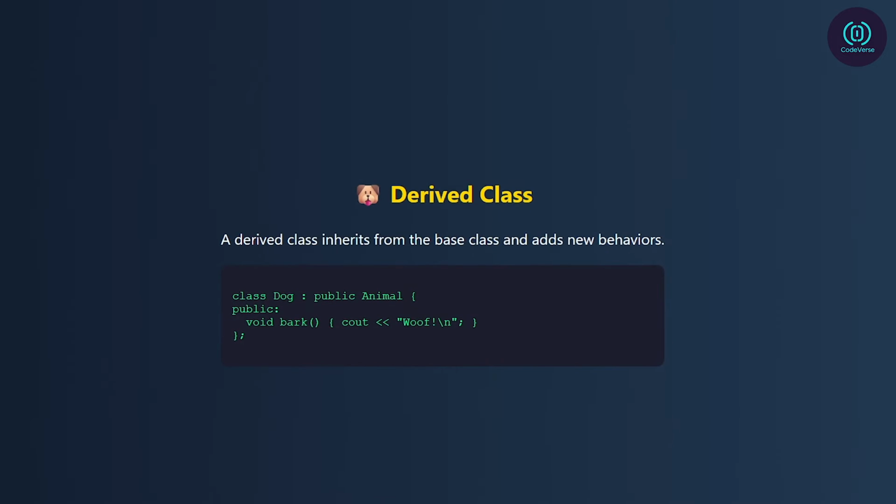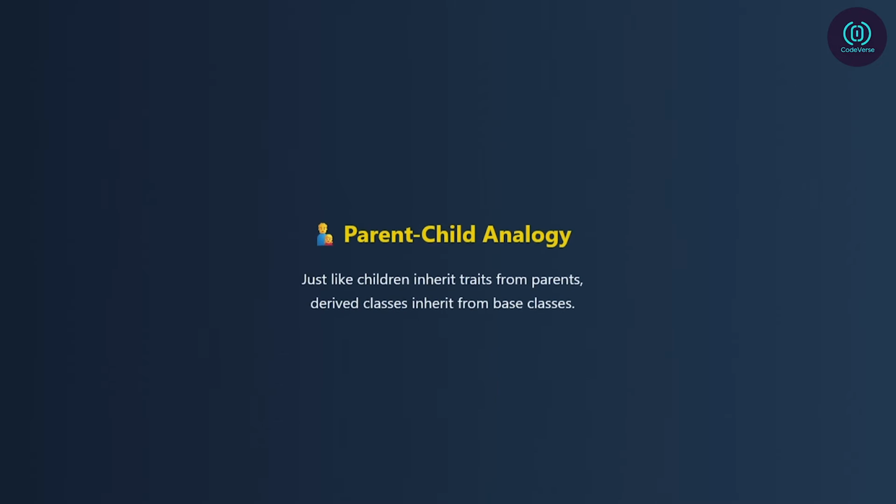Then comes the derived class, a more specific version of the base. Let's say we create a dog class that inherits from animal. Now the dog automatically has access to all the animal features, no copy-paste needed. But it can also have its own special features, like bark. You can think of the base class as the parent, and the derived class as the child. The child gets all the traits of the parent, but can also grow in its own way.